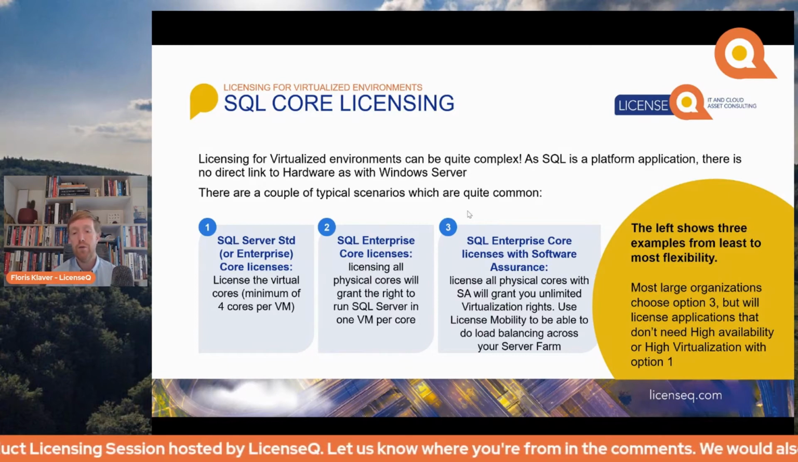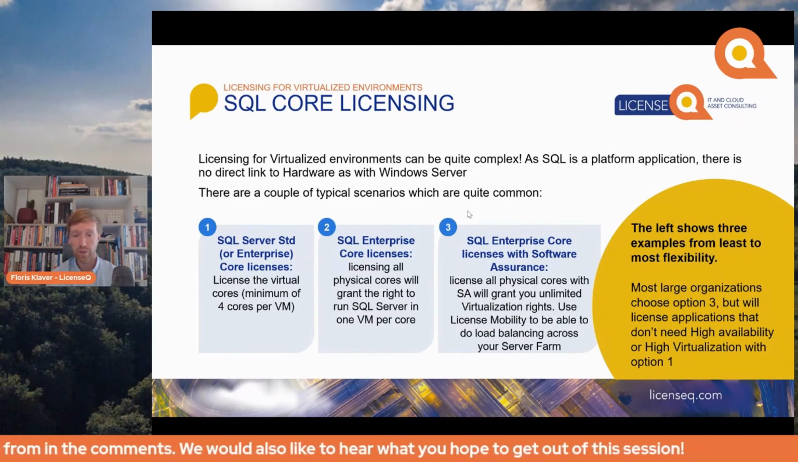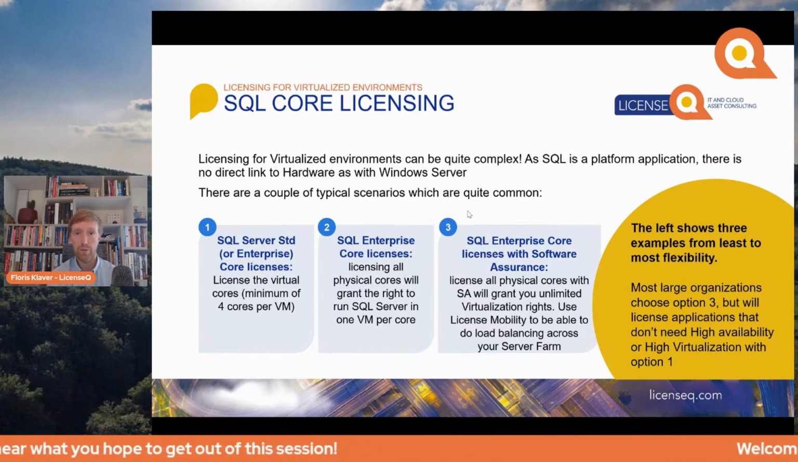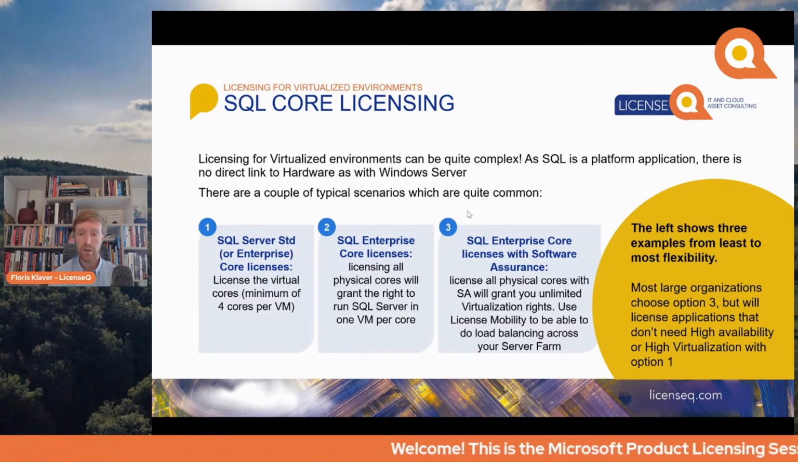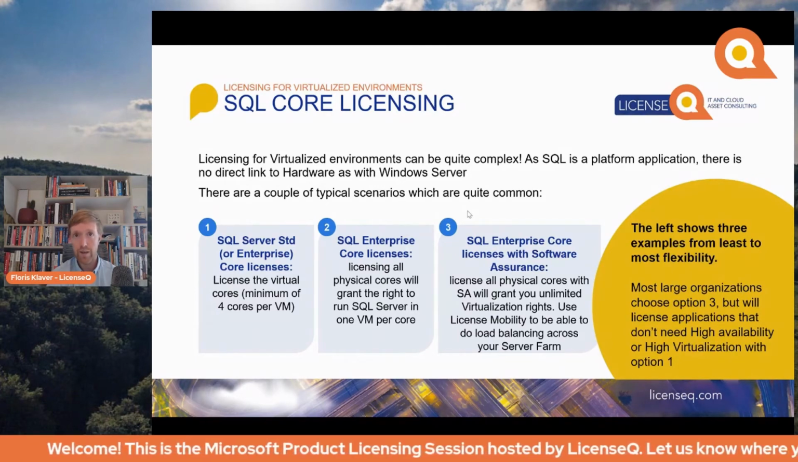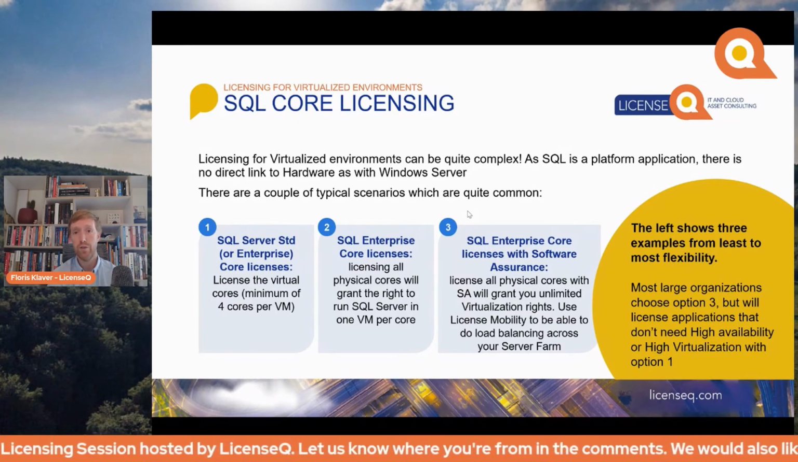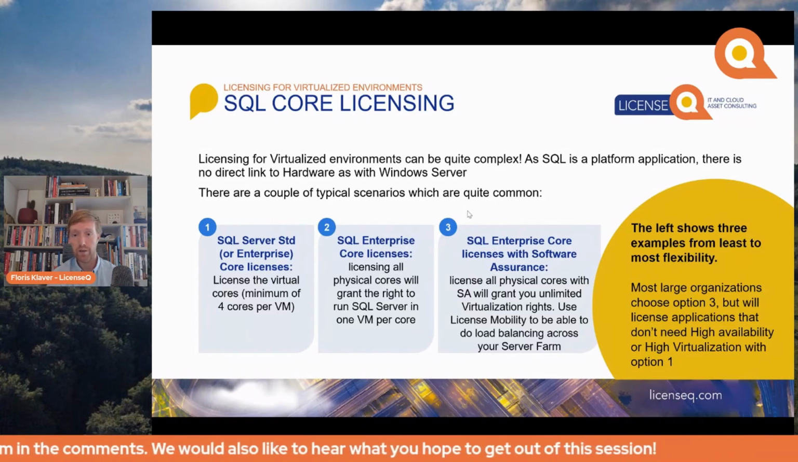Or the most common scenario that you often find with larger organizations is buying SQL Server Enterprise core licenses with Software Assurance. And then you license all physical cores with Software Assurance, and it will grant you an extra Software Assurance benefit called unlimited virtualization right. In this case, you can license or use as many virtual machines as you want by just licensing Software Assurance on the physical layer. And this is used a lot to do, for instance, load balancing across an ESX cluster.